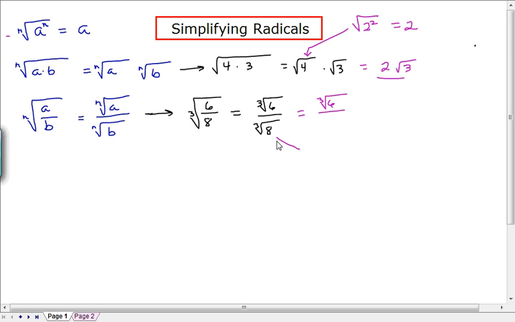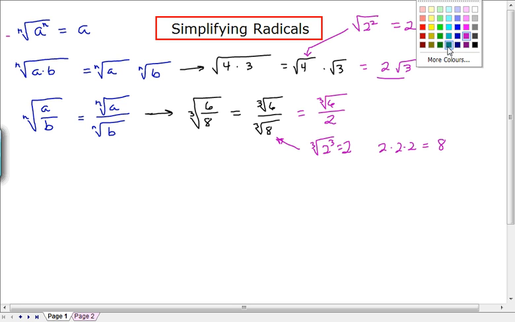Now, the cubed root of 8 is equal to the cubed root of 2 cubed, right? 2 times 2 times 2 is 8. So this is equal to 2. Now, this radical expression has been simplified. So we need to get familiar with some perfect square roots and some perfect cubed roots.